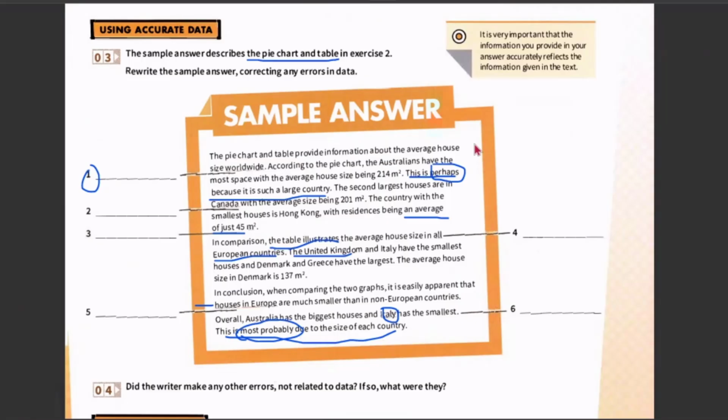You give all the comparison, the ups and downs that you're seeing, in the body paragraph, that is in the middle paragraph. And lastly, in the conclusion, you give some comparison that does not include any numerical data. For example, here in the conclusion they're saying, in conclusion, when comparing the two graphs, it is easily apparent that houses in Europe are much smaller than houses in non-European countries.